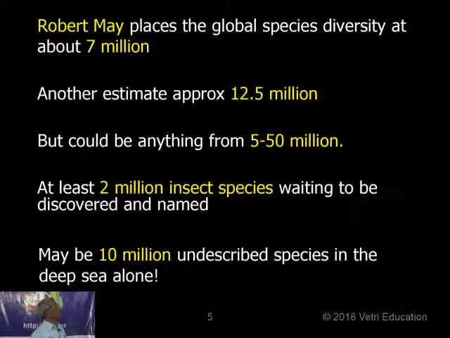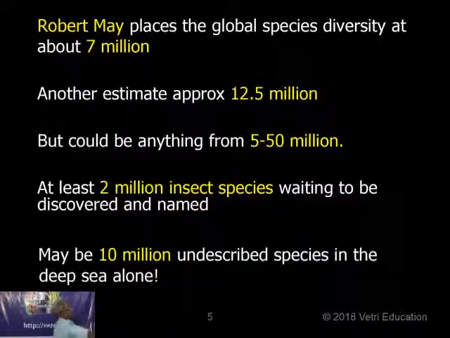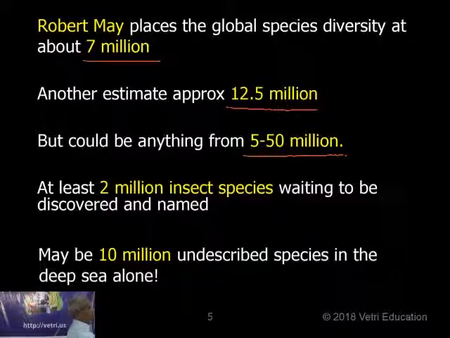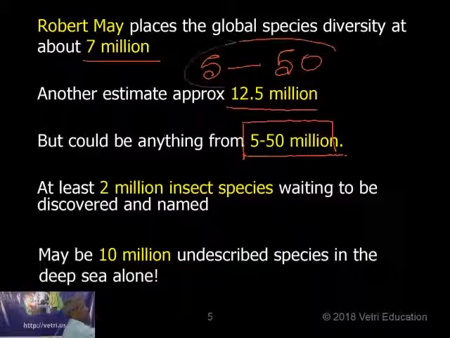Robert May places the global species diversity at about 7 million. He says 7 million species may be there. Another estimate is approximately 12.5 million. See the difference, even here it is 5.5 million. But it could be anything between 5 to 50 million. So the correct estimate could be anything in so much of a range, because so many organisms we are not able to find.